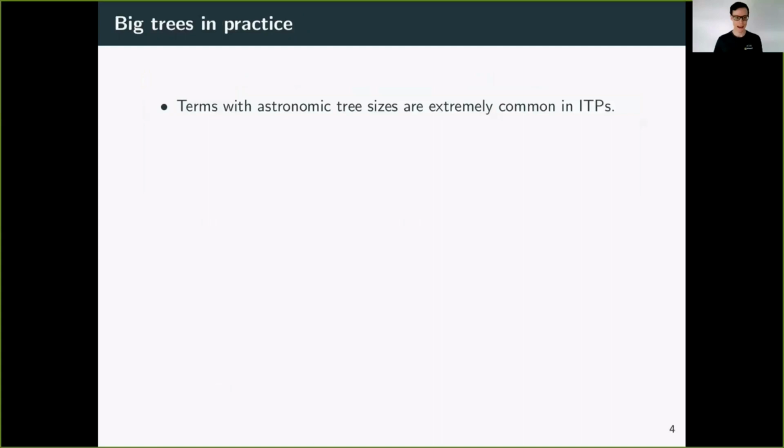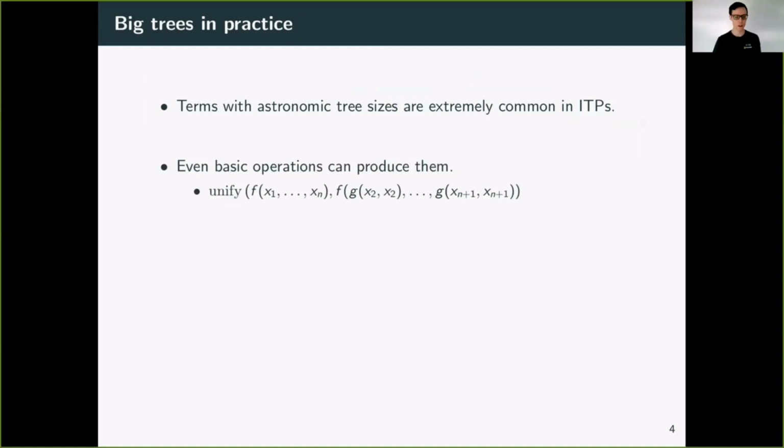And perhaps a surprising empirical finding is that terms with astronomic tree sizes are actually extremely common in interactive theorem provers. So it's well known that even basic operations can produce them. So unifying two terms where the function symbol has arity n can produce a term whose tree size is 2^n. But this is a somewhat contrived example.